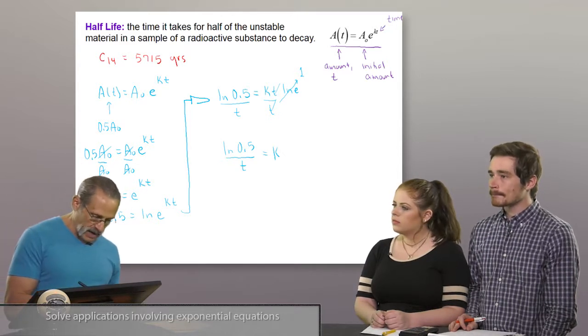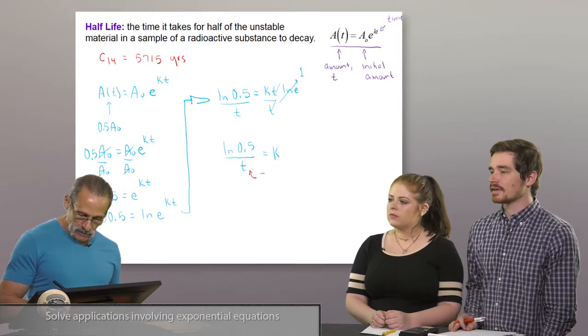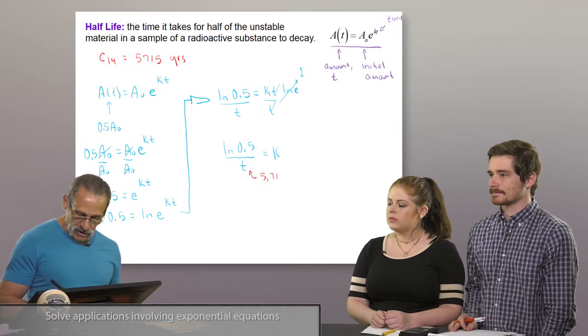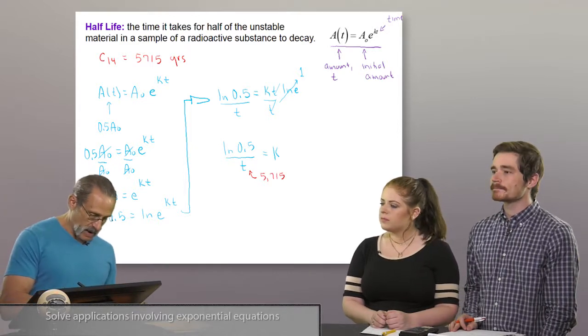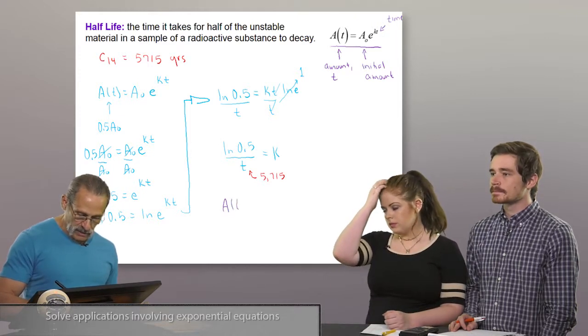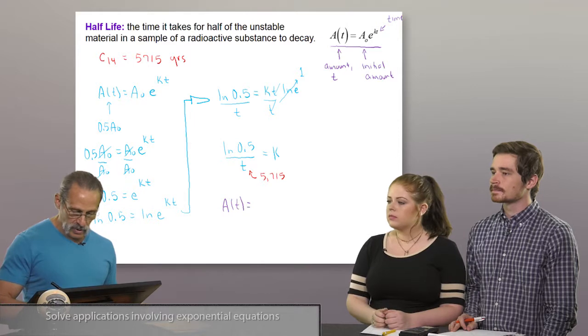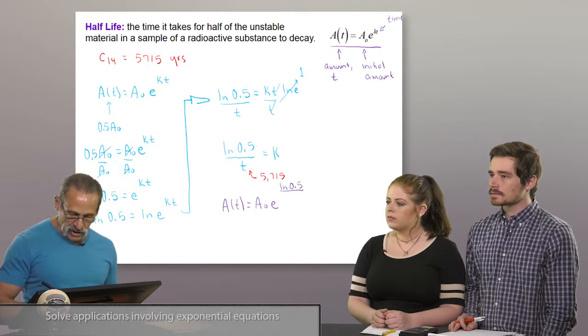And for carbon, I know the half-life. Carbon is 5,715. So now my equation gets rewritten very specifically. A of t is equal to A sub 0 e to the natural log of 0.5 all over t, which is?